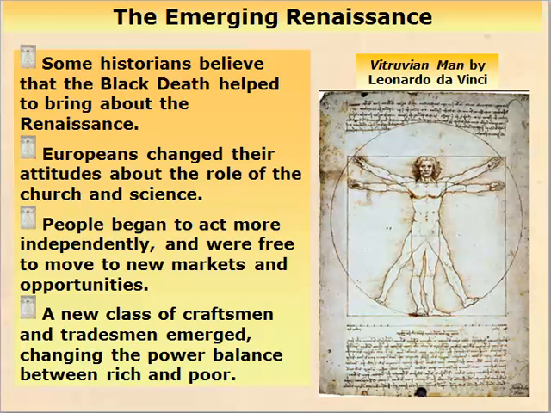Emerging Renaissance. Some historians believe that the Black Death helped to bring about the Renaissance. Europeans changed their attitudes about the role of the church in science. People began to act more independently and were free to move to new markets and opportunities. A new class of craftsmen and tradesmen emerged and changed the balance of power between rich and poor.